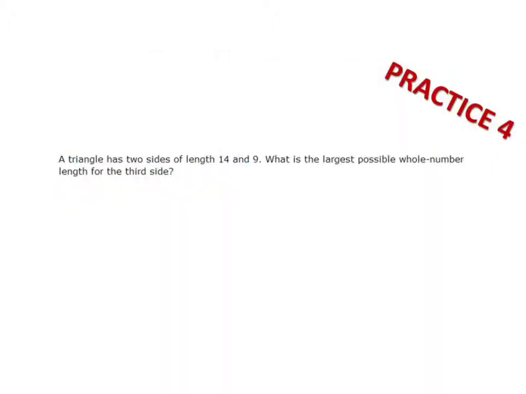Your turn. A triangle has two side lengths of 14 and 9. What is the largest possible whole number length for the third side?